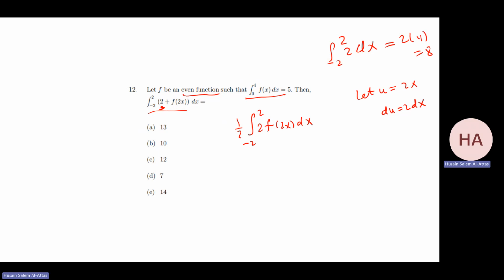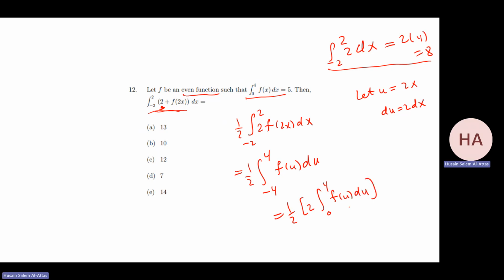Okay, but I think it's better to do it this way. These things you can do easily. Now, I will do the calculation with this one. So that will be half integral of minus 4 to 4 f of u du, which is half of 2 times this integral, 0 to 4 f of u du, since the function is even. So I have just the integral f of u du, which is 5. So the answer to this will be 8 plus 5, which is 13, which is this one.